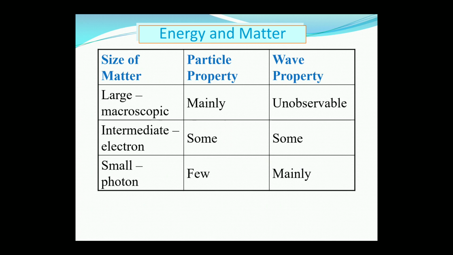So energy and matter, here you can see the size of matter, particle property and wave property. If there is a large macroscopic particle, it has mainly particle property and no or unobservable wave property. If intermediate, like electrons, then there is some particle property and some wave property also. If the size of the matter is very small, like a photon, then it has few particle properties and mainly wave property. So small photons generally have wave property and intermediate electrons have partial particle and partial wave property.